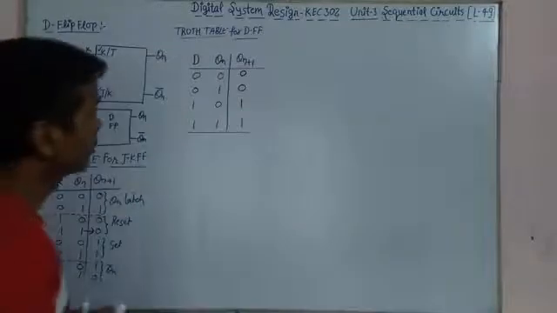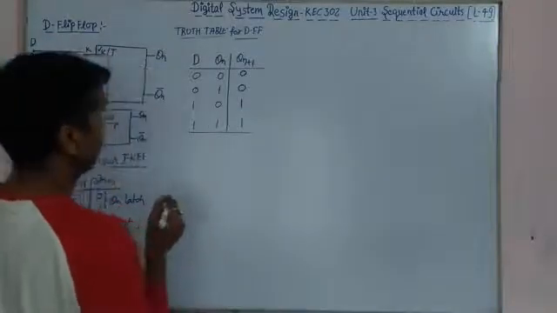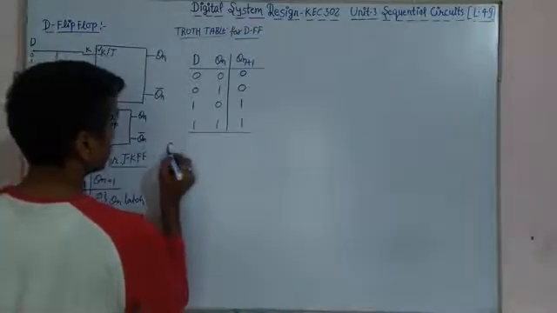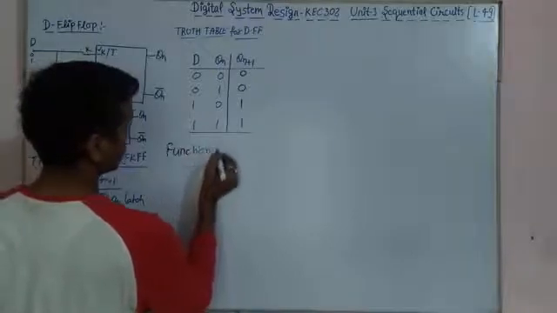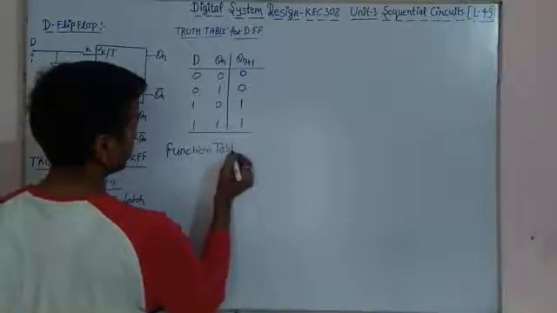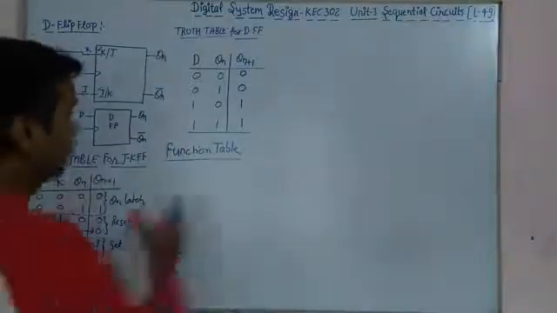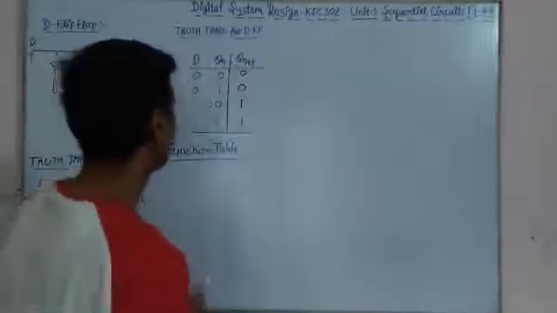Okay, and you can also make a table for functioning. After that we will try to find out the characteristic equation for this truth table.